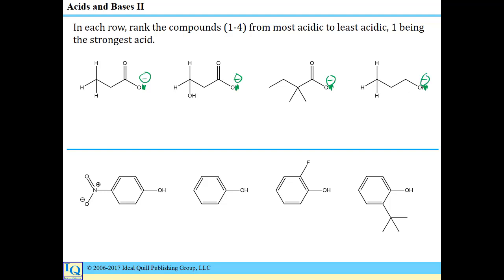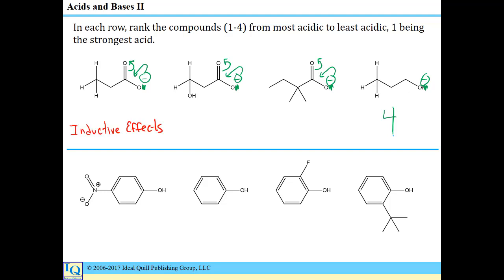In this case, the negative charge is on oxygen in all cases. In 3 of the cases, we have the possibility to stabilize that charge with resonance. A resonance stabilized species is a more stable conjugate base. A more stable conjugate base comes from a stronger acid. So this compound that does not have resonance should be the conjugate base resulting from the weakest acid.